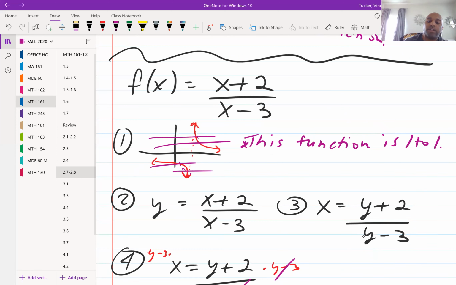Step 3, interchange x and y. So each place that we saw y, we put x. Each place that we saw x, we put y. All right, any questions?